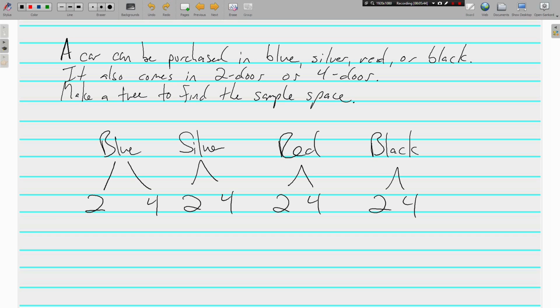So what's the sample space? How many different options of car are there? 1, 2, 3, 4, 5, 6, 7, 8. There are 8 different options. The sample space is 8. 8 different kinds of car that you could get.